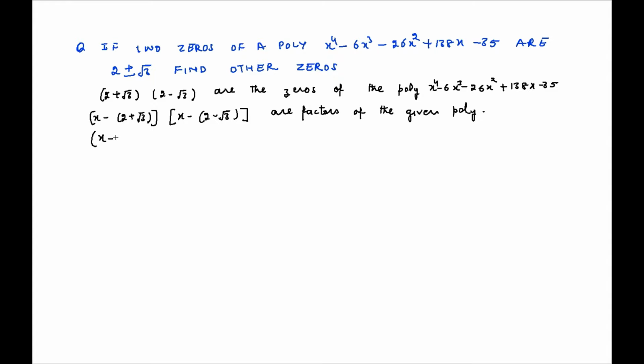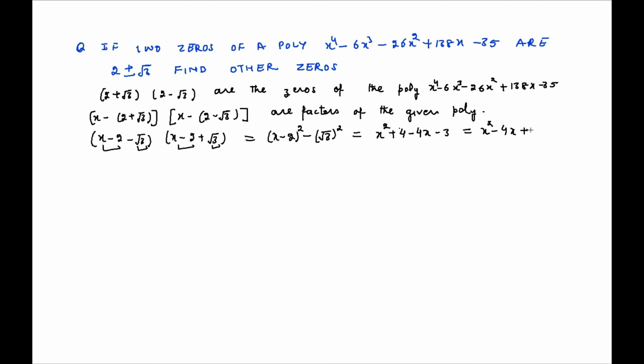Now open the bracket. You will have (x − 2 − √3)(x − 2 + √3). Take x − 2 as one term and −√3 as the second term. So this will be a − b and in the second bracket it will be a + b. So here the formula is applied. You will have a² − b², (x − 2)² − (√3)². This will come out to be x² + 4 − 4x − 3, which is equal to x² − 4x + 1. So this is a factor of the given polynomial. Now divide the given polynomial by x² − 4x + 1.